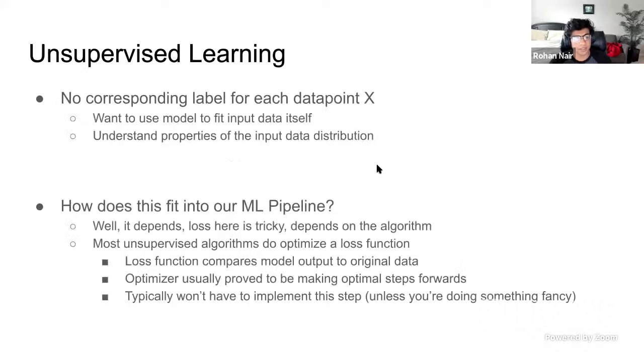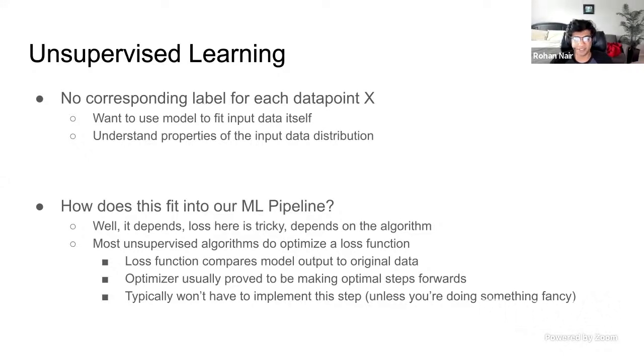Yeah. So now we'll get into unsupervised learning, this whole branch of things. There's no corresponding label for each data point X in this case. We want to use a model to fit input data on itself and do some further inspection of the actual data itself. We want to understand different properties of the input data distribution. So here, instead of trying to predict some label Y, we're trying to understand X at a more fundamental level. That's how you can think of unsupervised learning.